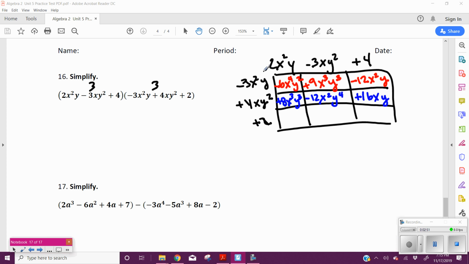Now 2 times 2 is 4. And bring down the x squared and the y. 2 times negative 3 is negative 6. Bring over the x and the y squared. And then 2 times 4 is 8.